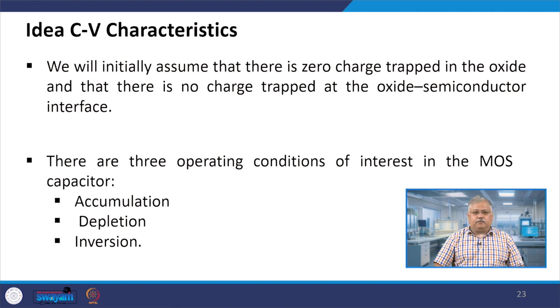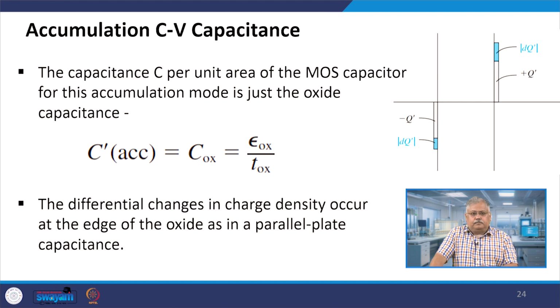We get the MOS capacitor device characteristics from here. So, initially we will assume that there is zero charge trapped in the oxide, and the oxide is perfectly fine, and there is no charge trapped in the oxide semiconductor interface. So, there are no interface trap charges, there are no oxide trap charges, and we will look into the 3 operating conditions: accumulation, depletion and inversion, right. These 3 major operations or conditions we will be looking into in a MOS capacitor.